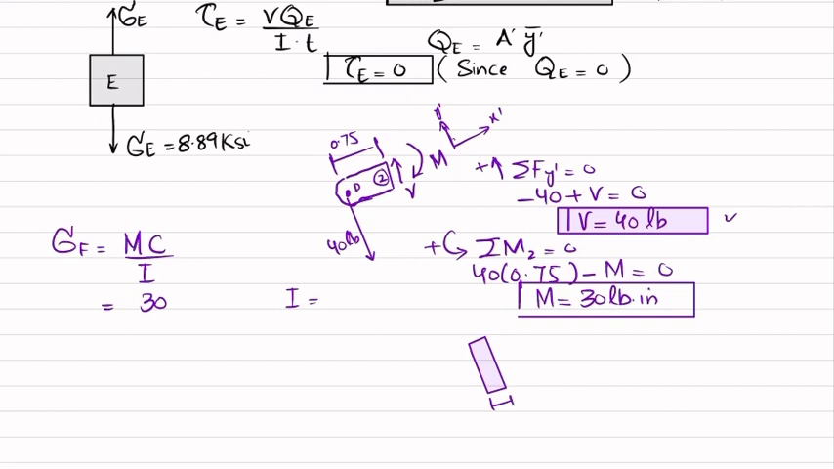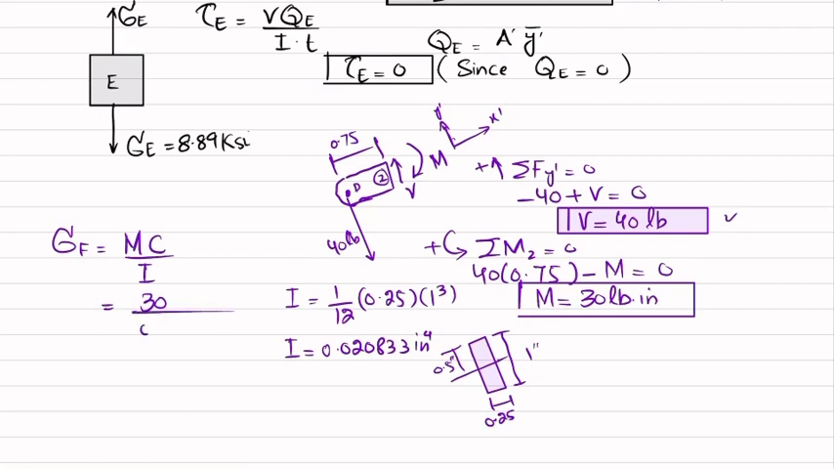This is 0.25 and this is 1 inch. So this is the neutral axis, so this will be 0.5 inch. And again, 1 over 12, breadth is 0.25 and height is 1 inch, so 1 cubed. So you will get I equal to 0.020833 inch to the power 4.